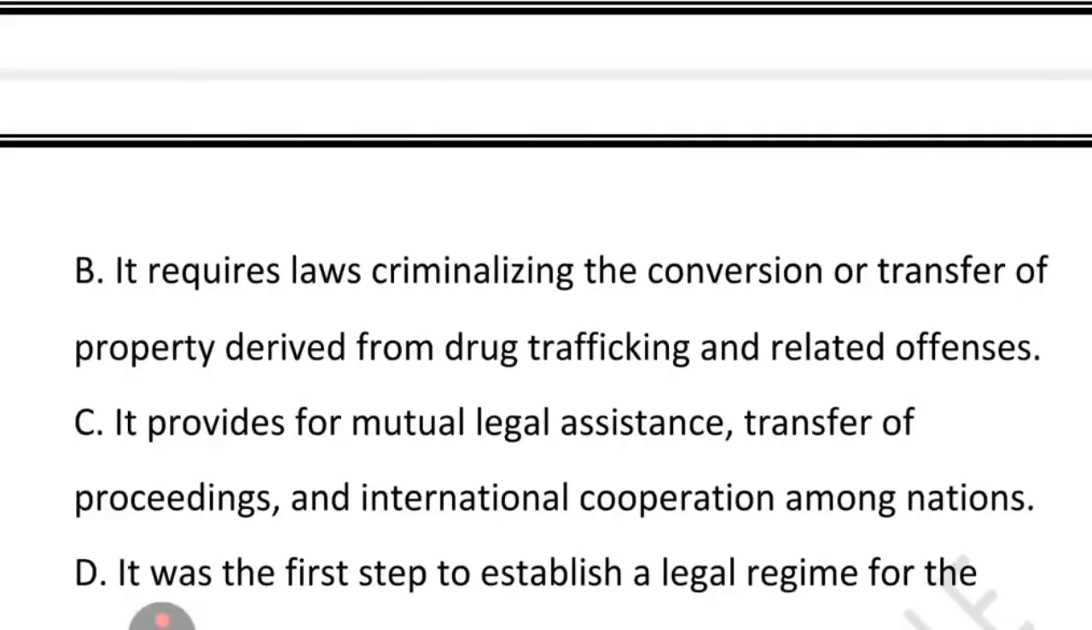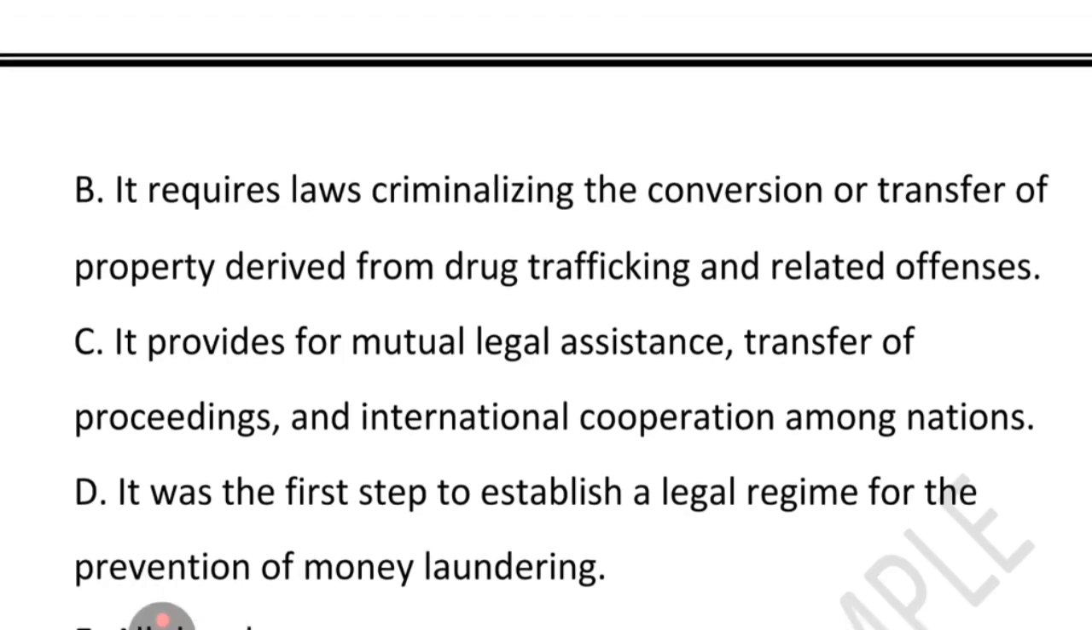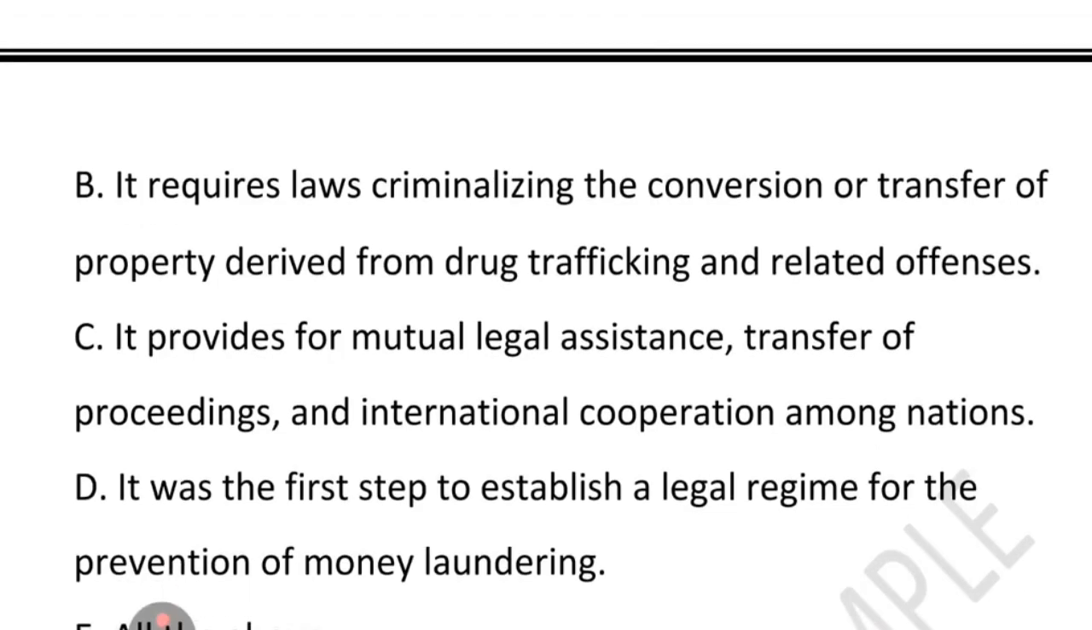Option B says it requires laws criminalizing the conversion or transfer of property derived from drug trafficking. Is this true? Yes, it is true. What does this mean? That means countries must ban laundering drug money, that is turning cash into fake business. For example, a law making it illegal to hide drug profit in real estate. Simple analogy, like making it illegal to wash dirty clothes, but for money.